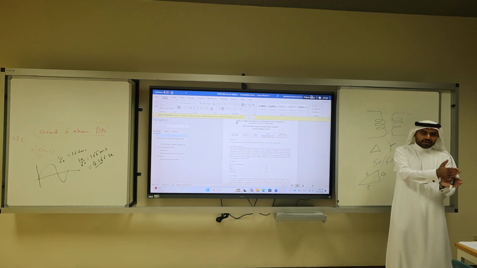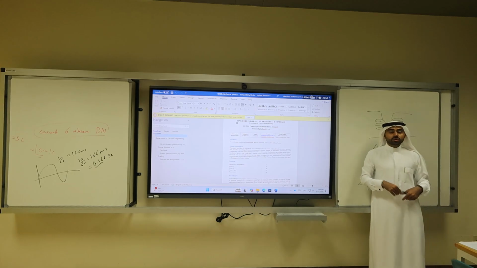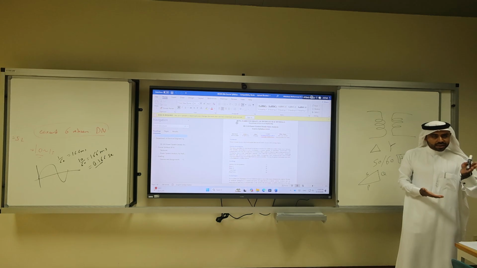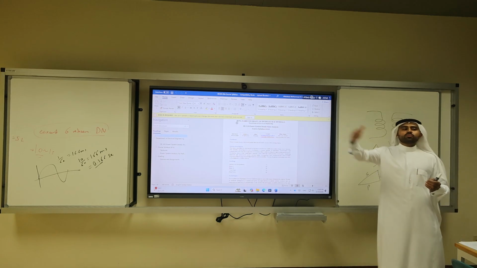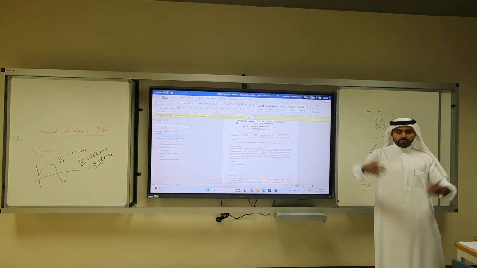Transient, we look at less than the actual sinusoidal signal. So we're not going to look at the exact transient in this course. We're going to look at when the system is stable, how we run the power flow problems.